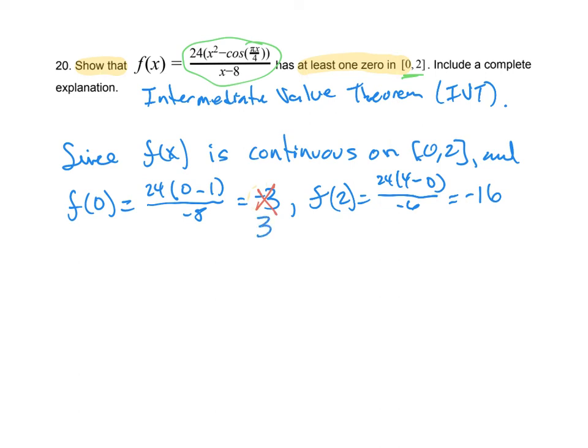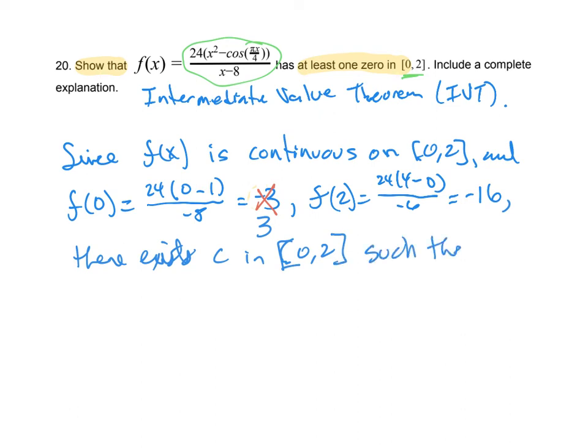Okay, since f of x is continuous on [0, 2], and f of 0 is 3, and f of 2 is negative 16, there exists c in [0, 2] such that f of c equals 0 by the intermediate value theorem.